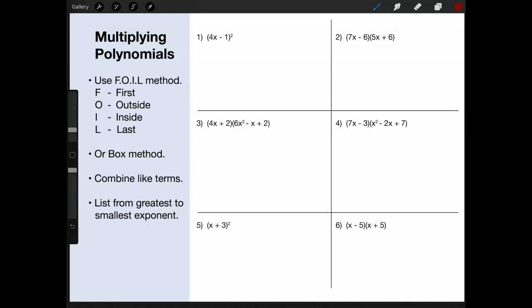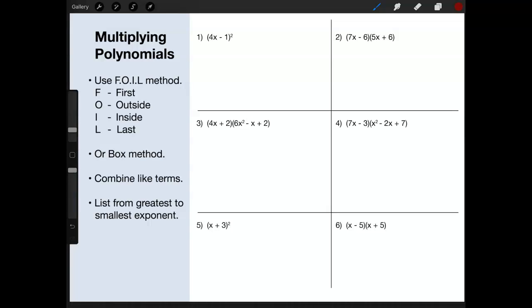When multiplying polynomials, there are two main methods you can use. One is the FOIL method, which I like to use when multiplying two-term polynomials. That would be multiplying the first, outside, inside, and last. Or the box method, which I like to use when there are more than two terms to a polynomial. When finished, we combine like terms and always list your final answer with the greatest to smallest exponents.